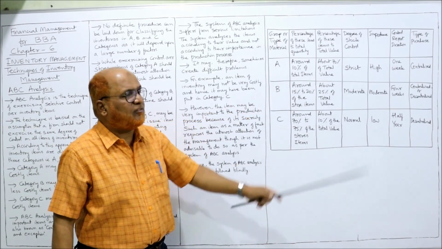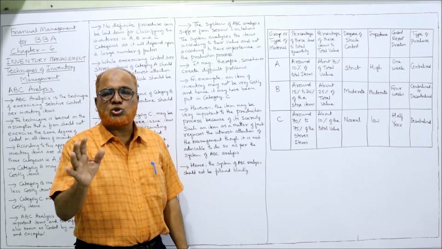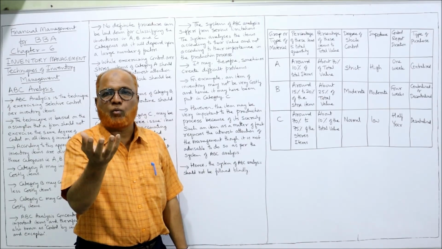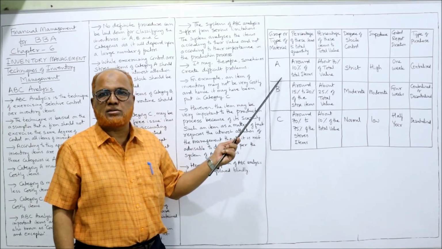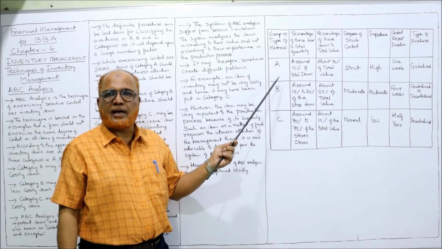Then last one, type of purchases. Centralized purchases. All the purchases should be done at one center. One department should make all purchases. Because it is very costly. It is very important. So A category item.